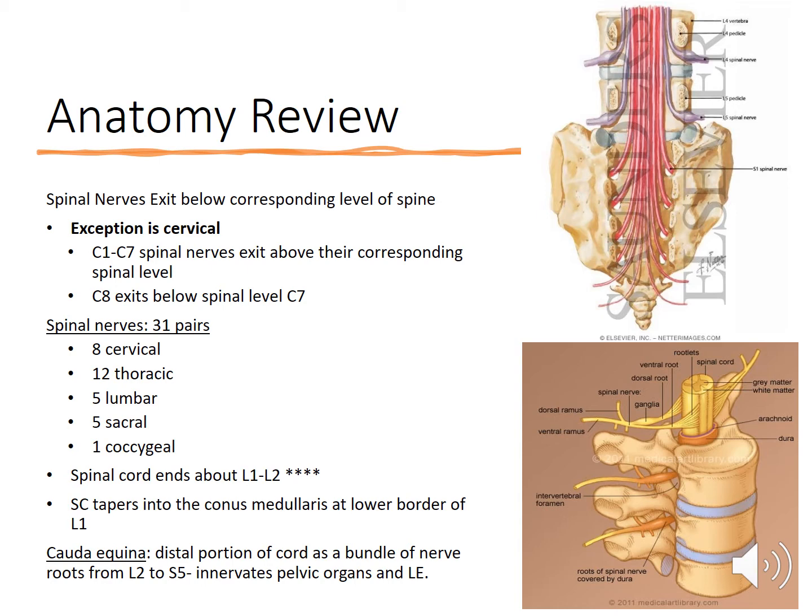spinal nerves exit below the corresponding level of the spine, the exception being that not all of the cervical ones are going to follow this rule. So C1 through C7, their spinal nerve roots exit above their corresponding spinal level, and C8 is the only one that is going to exit below spinal level C7. There are 31 pairs of spinal nerves. There are 8 cervical, there are 12 thoracic, there are 5 lumbar, and 5 sacral, as well as 1 coccygeal.